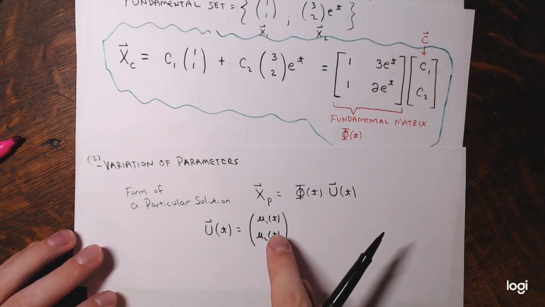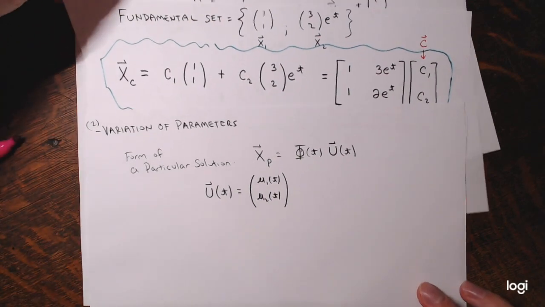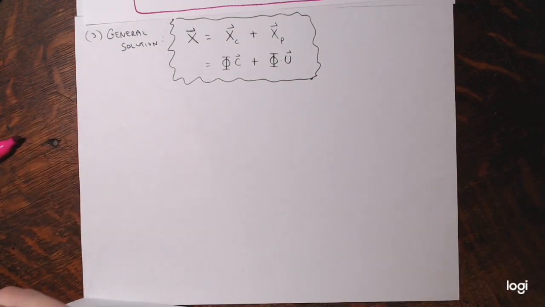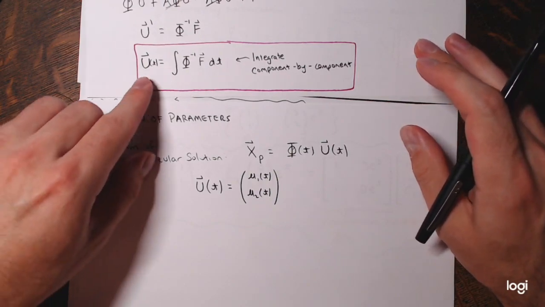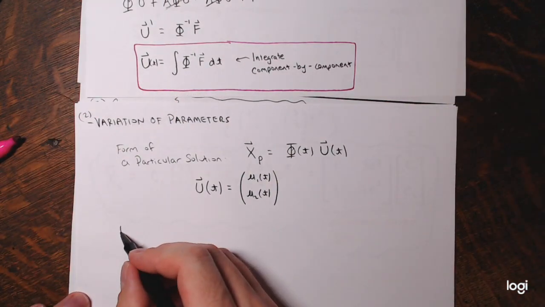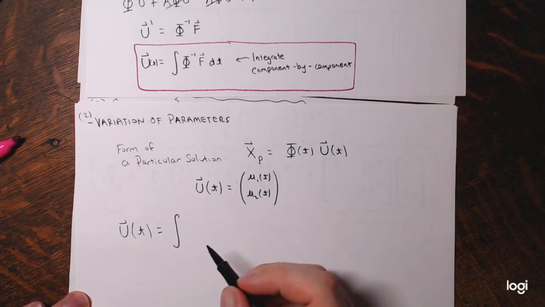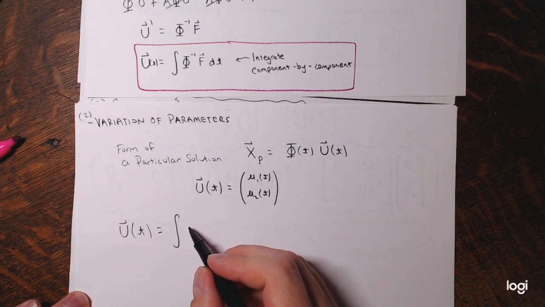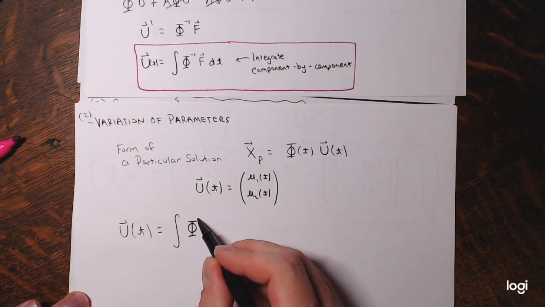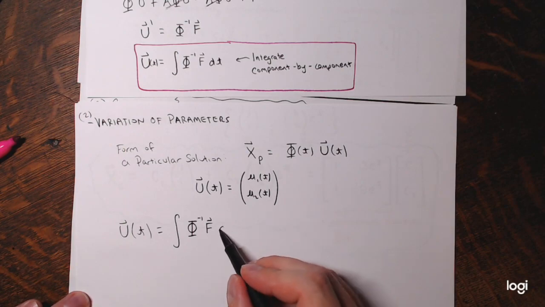Now remember, I showed you a formula for this. You don't have to do all the substitution that I did earlier at the beginning of the video. Here's how you find u of t. It is the integral, and don't worry about constants of integration at the end, like with variation of parameters for a single equation, of phi inverse times vector f, with respect to t.